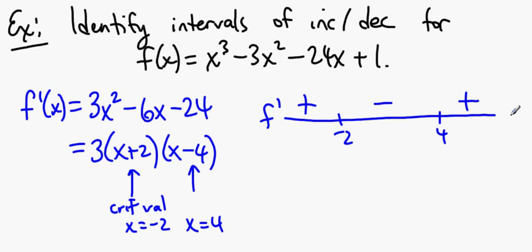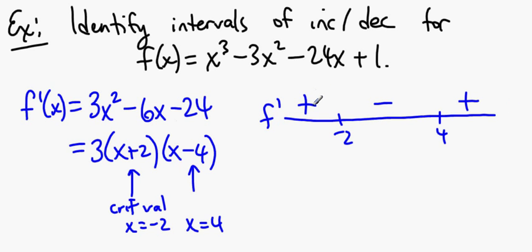Now, truth be told, if I don't know what parabolas look like, or if this is some other function that I don't know what to deal with, I could just sub in my favorite value between negative 2 and 4. Maybe you pick 0, and you sub that in, and you figure out that's negative 24. So if f prime of 0 is negative, they're all negative through that interval. Intermediate value theorem helps us establish that. I could pick my favorite value less than negative 2, sub it in here, and my favorite value bigger than 4, sub it in here, and figure out positive, negative, positive.